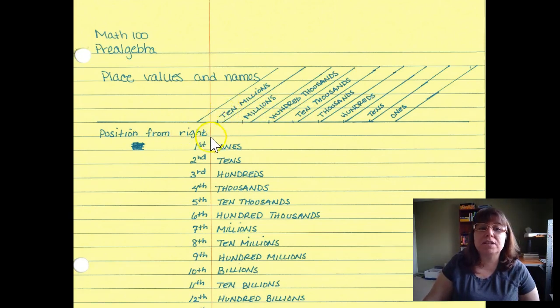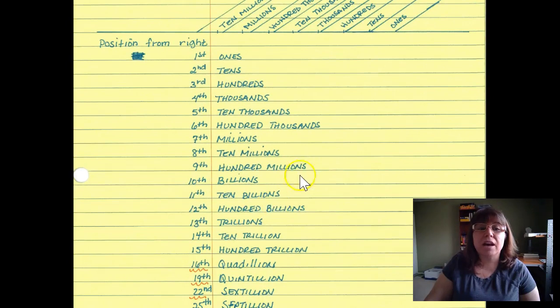And you can see, from the right, the first position is the ones position. I just went through the first eight. But after that, we still have names for those placeholders: 100 millions, billions, 10 billions, 100 billions, trillions, 10 trillion, 100 trillion, and so on and so forth. So we have names for all of these placeholders. In common use, we might not use sextillion or septillion, but we probably will use hundreds and thousands and millions on most occasions.